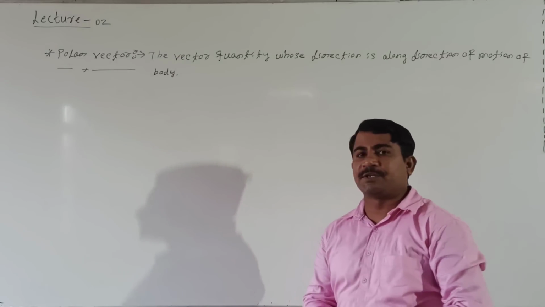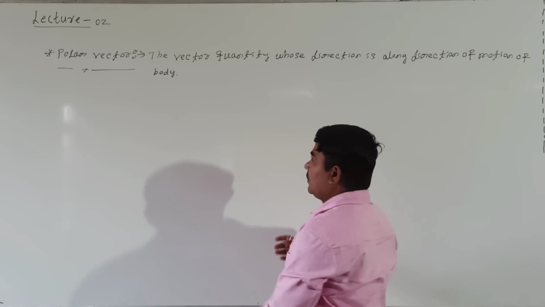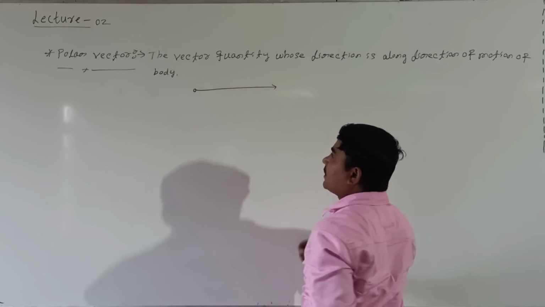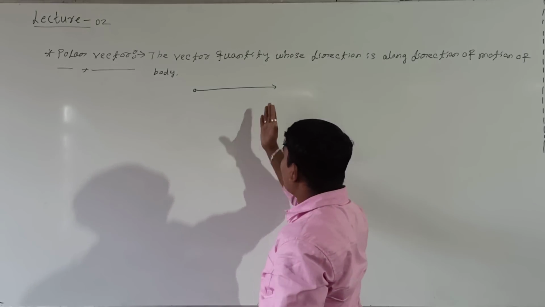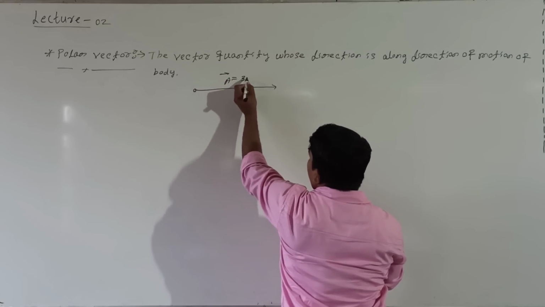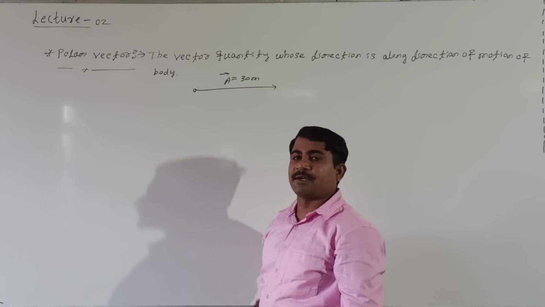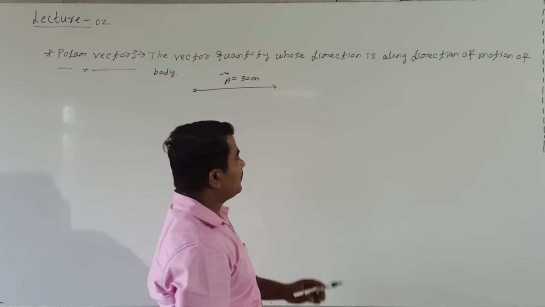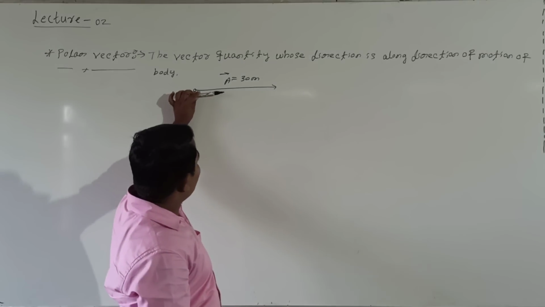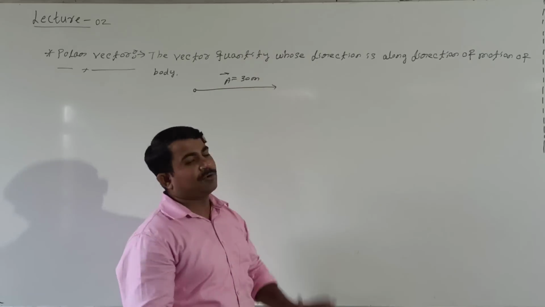See here, how to represent it. Now consider a particle moving along a straight line. This is a particle, and it moves along a straight line from point A to point B. Displacement A equals 30 meter. Here displacement is a polar vector because the direction of the vector can be represented along the direction of motion of the body. In this direction the body moves, then the displacement is also taken along the direction of motion.